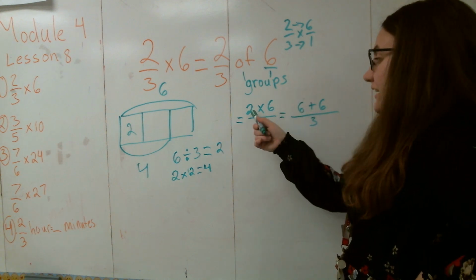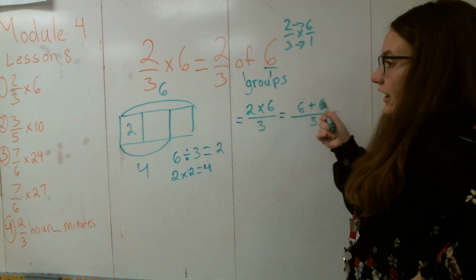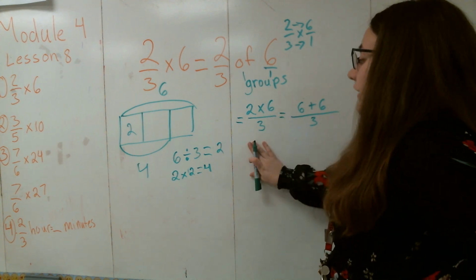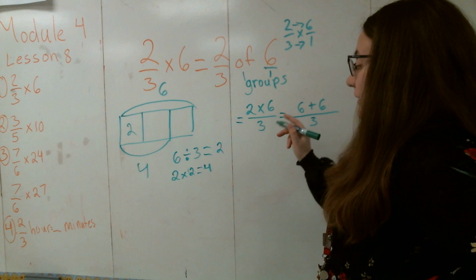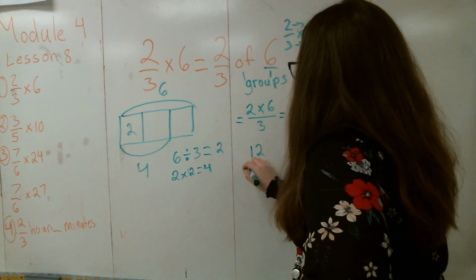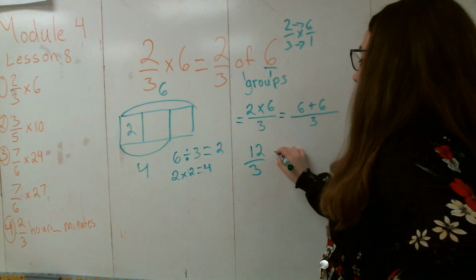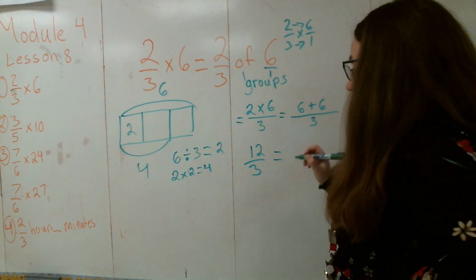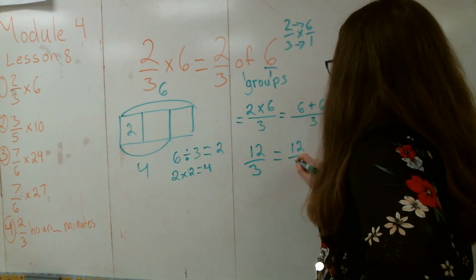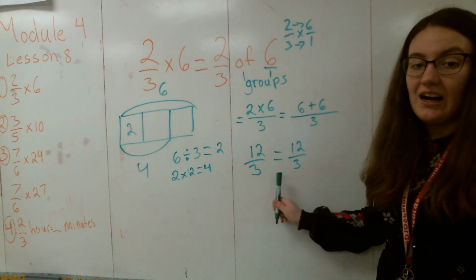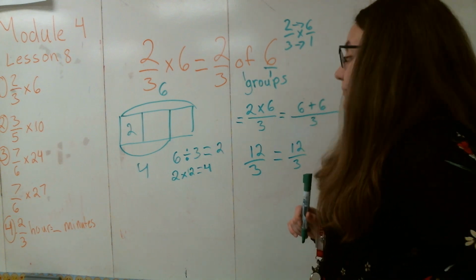And again, I got that because I have two groups of 6, so I'm adding 6 two times. So if I were to solve this one right here, I would do 2 times 6, which gives me 12 over 3. And if I were to solve this problem over here, I would get 6 plus 6, which is 12 over 3. And as you can see, I got the same exact answer on both sides.